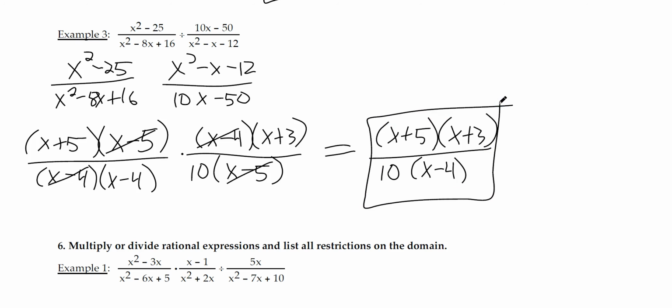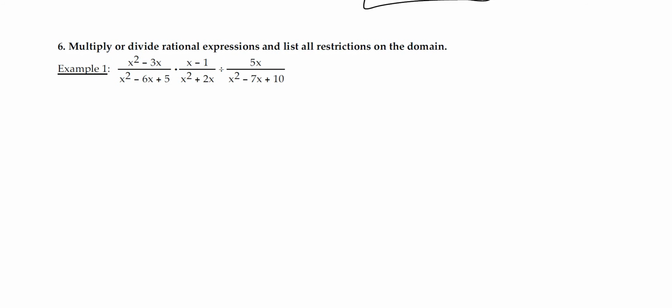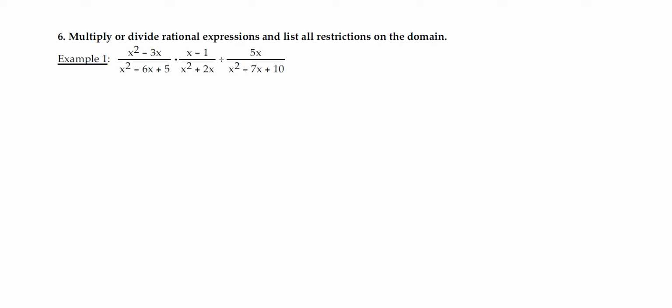All right, last objective of the first lesson. Multiply or divide rational expressions and list all restrictions on the domain. There's one example of this, and this is it. So the first thing I'm going to do, it's a little bit different. I'm going to factor all the denominators right now before I do this invert and multiply, because I want to collect all of the restrictions.